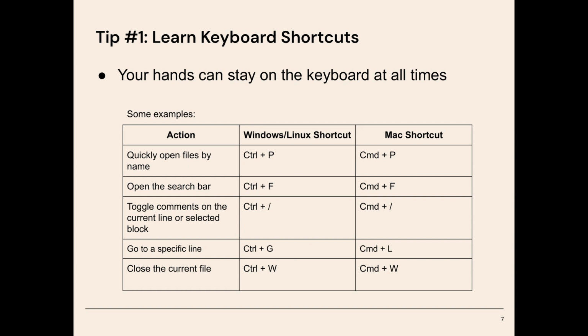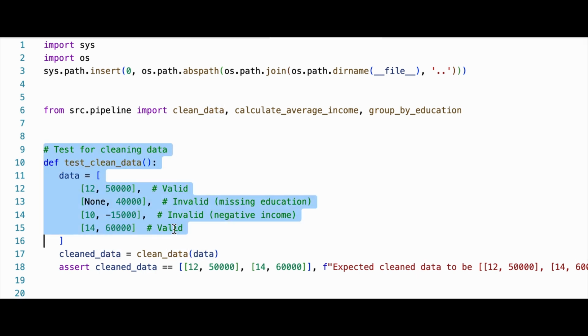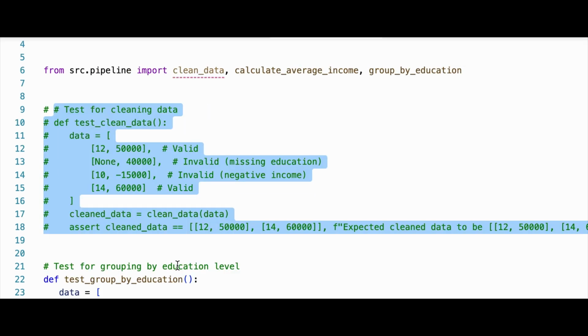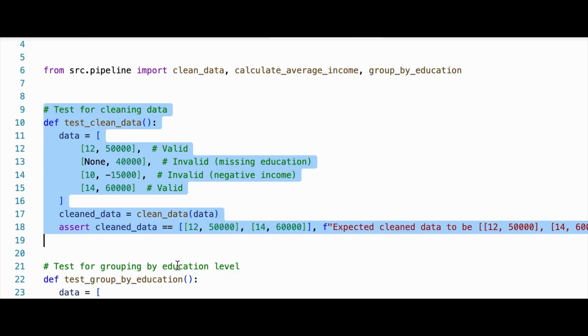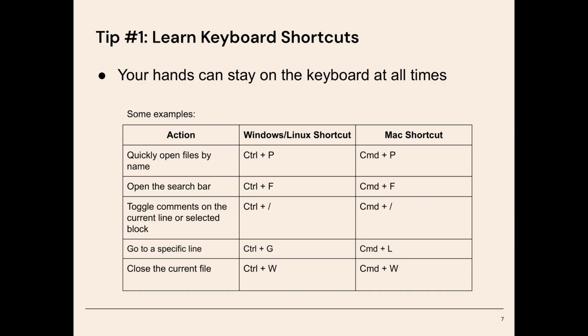Here are a few common but incredibly helpful keyboard shortcuts to get you started. I'm going to use the Mac notation of Command, but Control is the same thing on a Windows computer. So Command-P will quickly open files by name. Control-/ will toggle comments on the current line or selected blocks of code. So that means you can highlight a list of lines and then press Control-/, and the entire block will either be commented if it wasn't commented or uncommented if it was. Command-KS will save all open files.